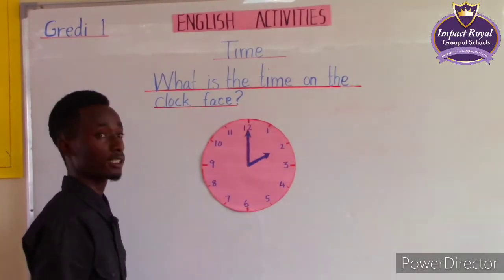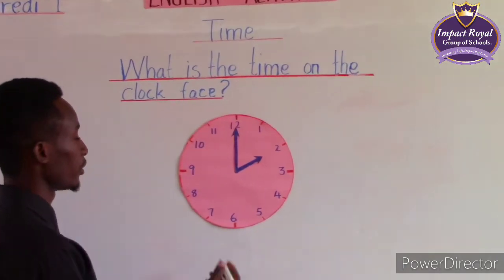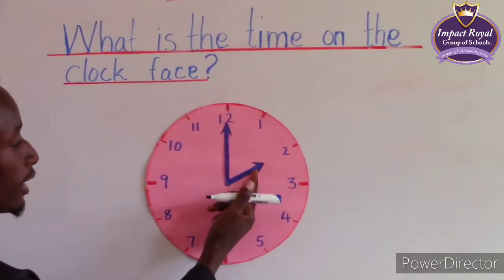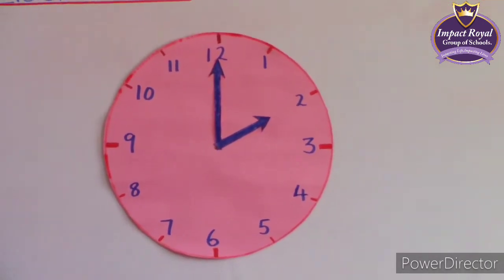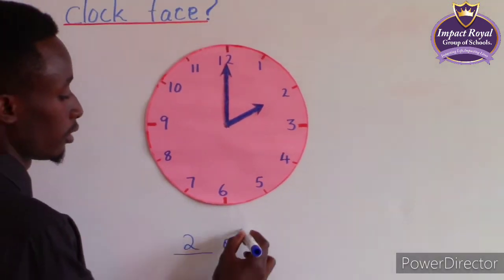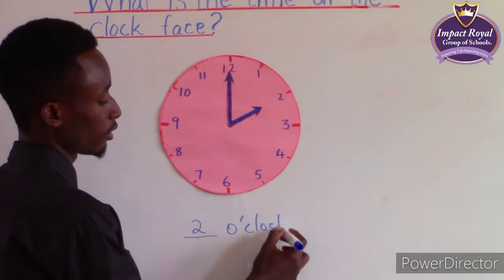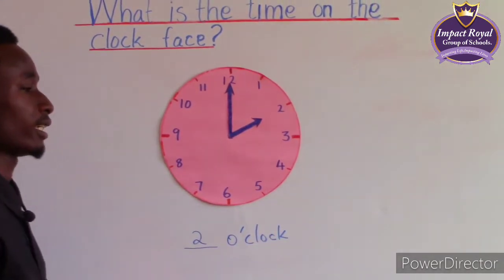Just look at the short hand. What is the time there? So you look at the short hand, it's pointing at number 2. Therefore, the time is 2 o'clock. Just as easy as that.